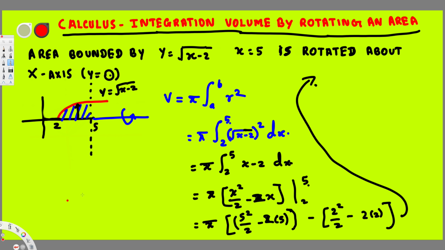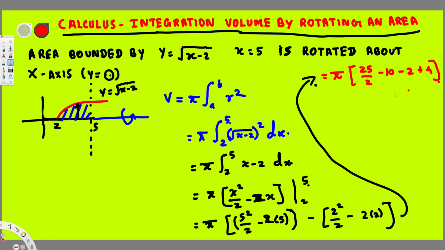First we have pi in front, and then we have 5 squared, that's going to be 25 over 2 minus 10, because 2 times 5 is going to be 10, minus 2 squared is 4 divided by 2, that's going to be 2, and then we have minus, that's going to make this one plus, that's 2 times 2, that's going to be 4.